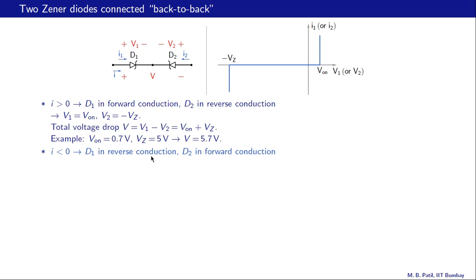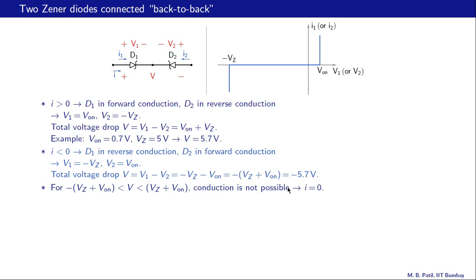And the other situation is completely analogous. Let's now consider I less than 0, and in that case the current goes in that direction. D2 is now under forward bias and D1 is under reverse breakdown. And V2, this voltage, is therefore V on, and V1 is minus Vz. And now once again we can find the total voltage drop. What is the total voltage drop? It is V1 minus V2 as before. V1 is minus Vz, V2 is V on. So V1 minus V2 is minus Vz minus V on, or minus (Vz plus V on) in brackets. So for our example here, that turns out to be minus 5.7 volts.